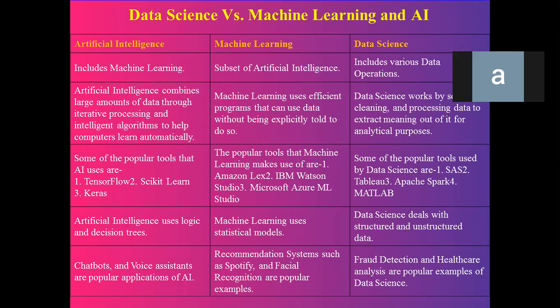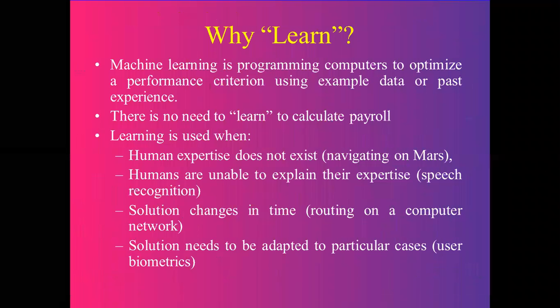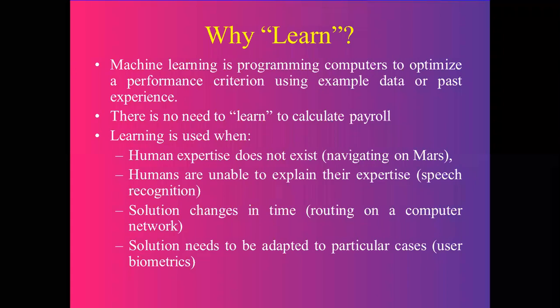The next one is data science. Examples for data science are fraud detection and healthcare analysis. These are some popular examples of data science. We are going to detect fraud from any system, or analyze healthcare. This is the difference between data science, machine learning, and artificial intelligence.